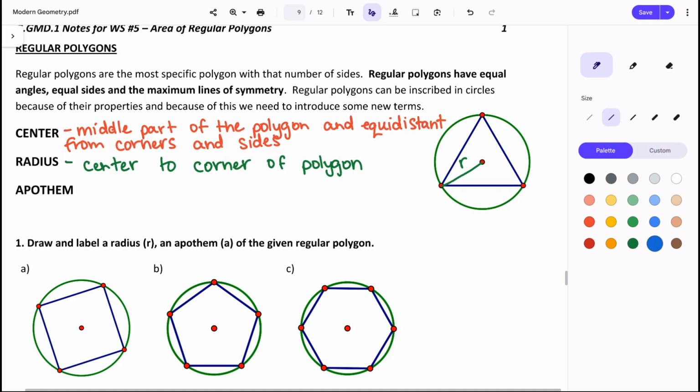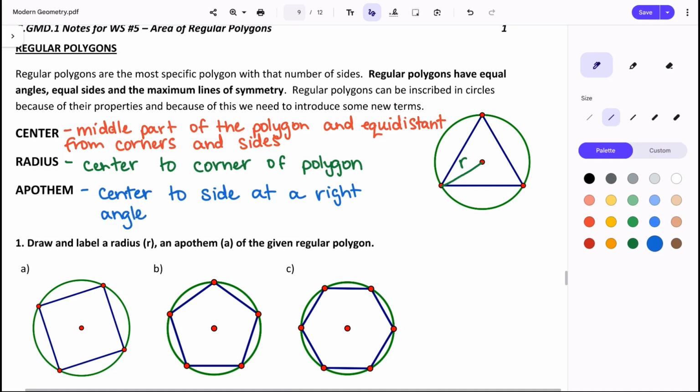Okay, this third word up here, this is this new one. It sounds kind of funny, apothem. That's going to go from your center to the side of your polygon. And it is going to hit at a right angle. So I'm going to draw that in too.